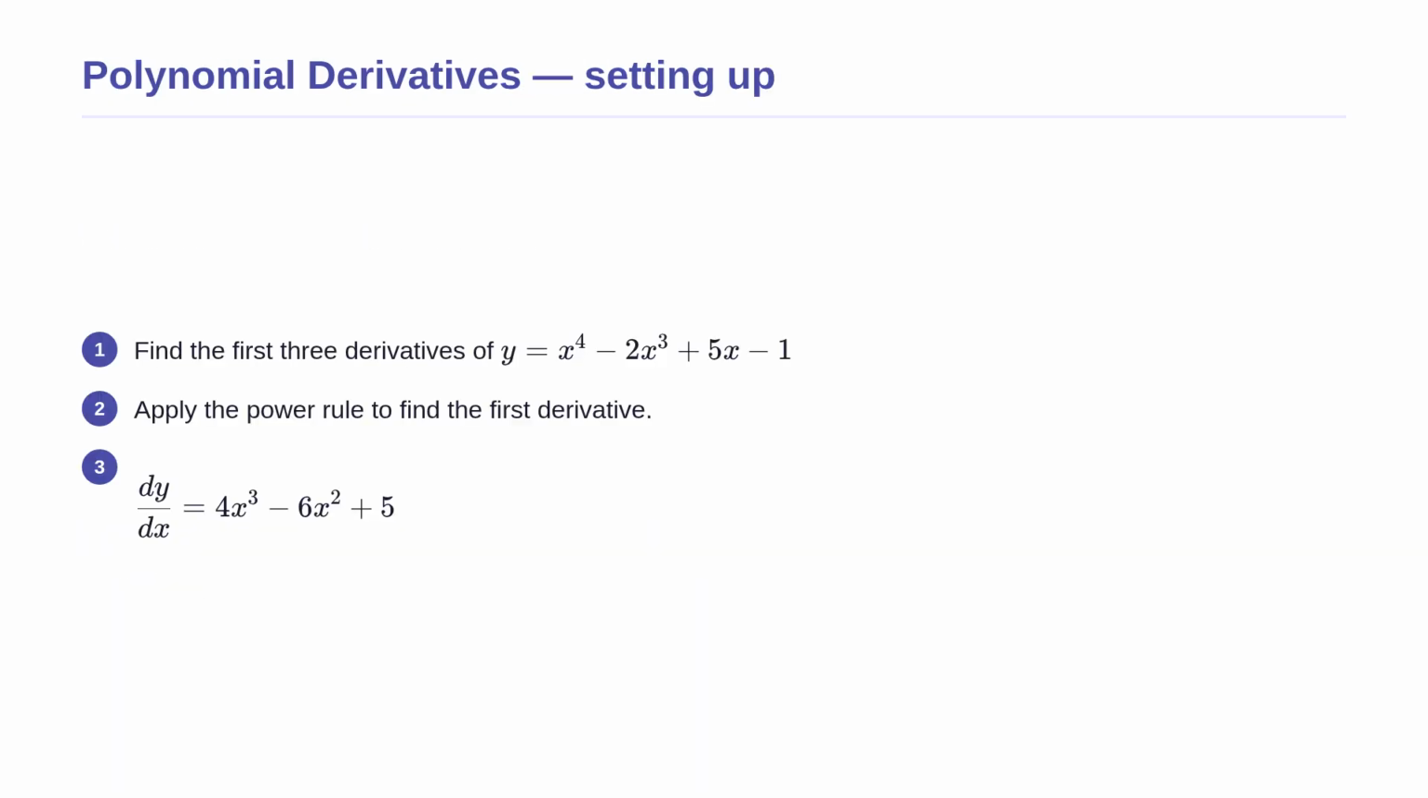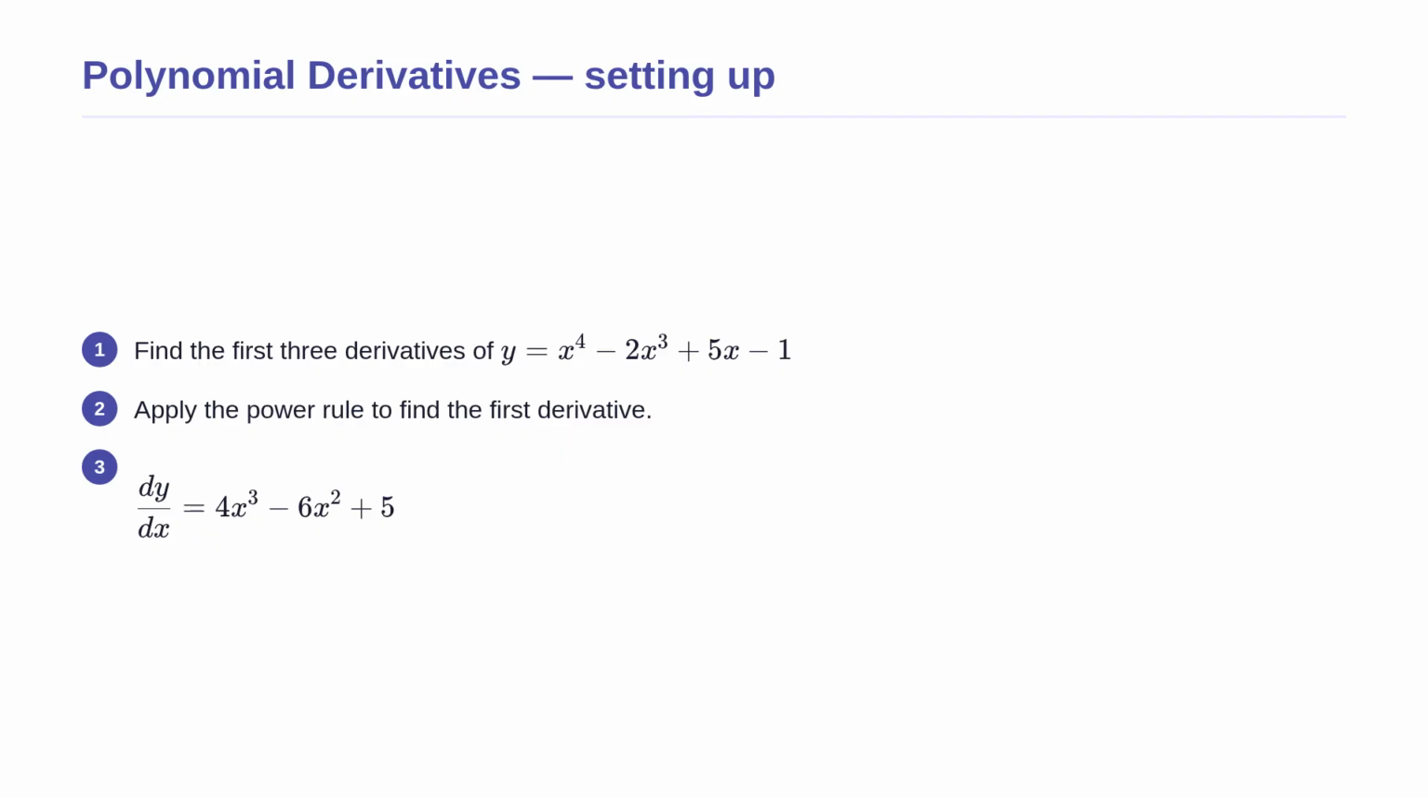Let us apply this notation and concept to a basic polynomial function. We are given the function y equals x to the 4th power minus 2x cubed plus 5x minus 1. And we are asked to find the first, second, and third derivatives. Our strategy is simple. We will use the standard power rule for derivatives, which tells us to multiply the term by the exponent and then subtract 1 from the exponent.